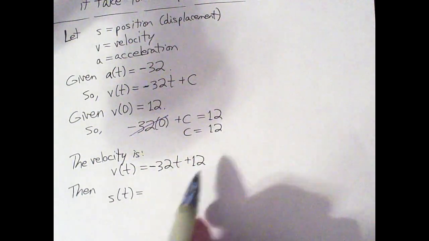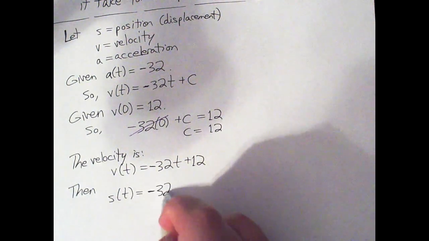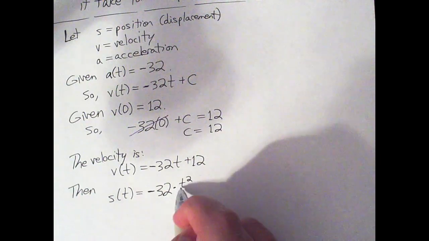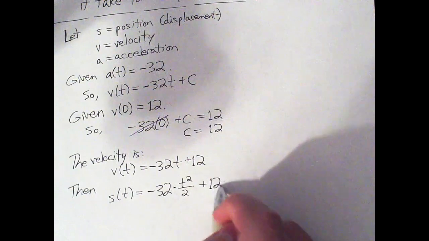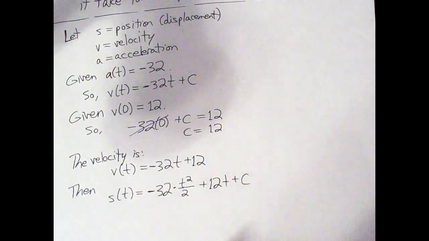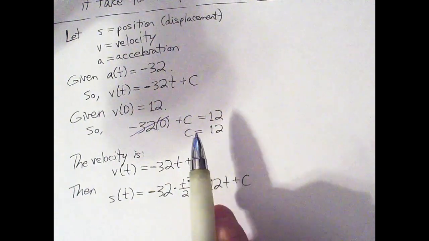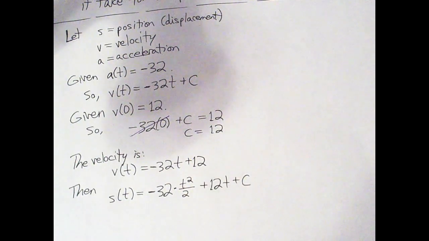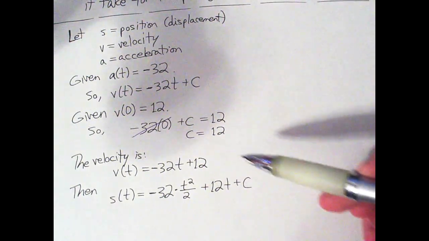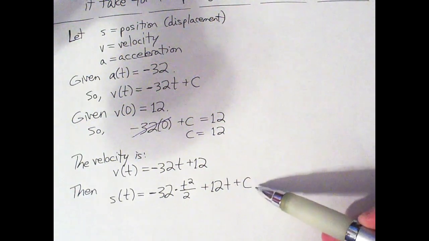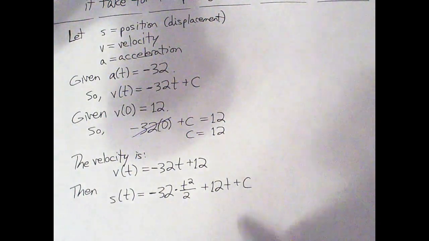If this is the velocity function, then the position function is an antiderivative of this. So we could write it as negative 32 t squared over 2 plus 12t plus c, where this c might be different from the previous c. If you'd like, you could label these c1 and c2, but it's okay to use c for both of them. I think from the context we can tell that this is a new c, but it's up to you.